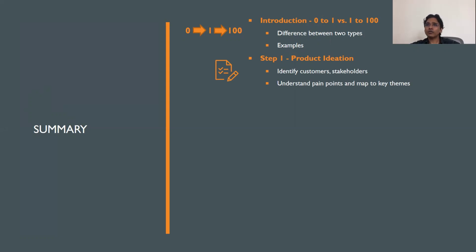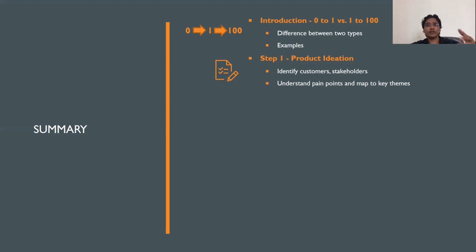We talked about product ideation, where you want to understand how to identify your customers, different sets of customers. You want to also know about your stakeholders. You really want to know your customers' pain points. And then you want to map their pain points to specific themes. So you really need to define the themes of your product, which are nothing but pillars without which your product can't stand on its own.